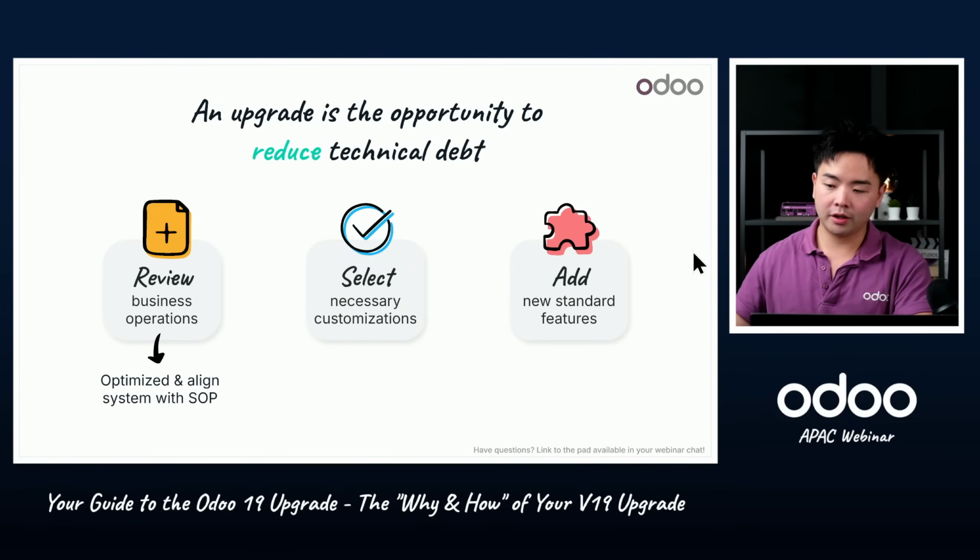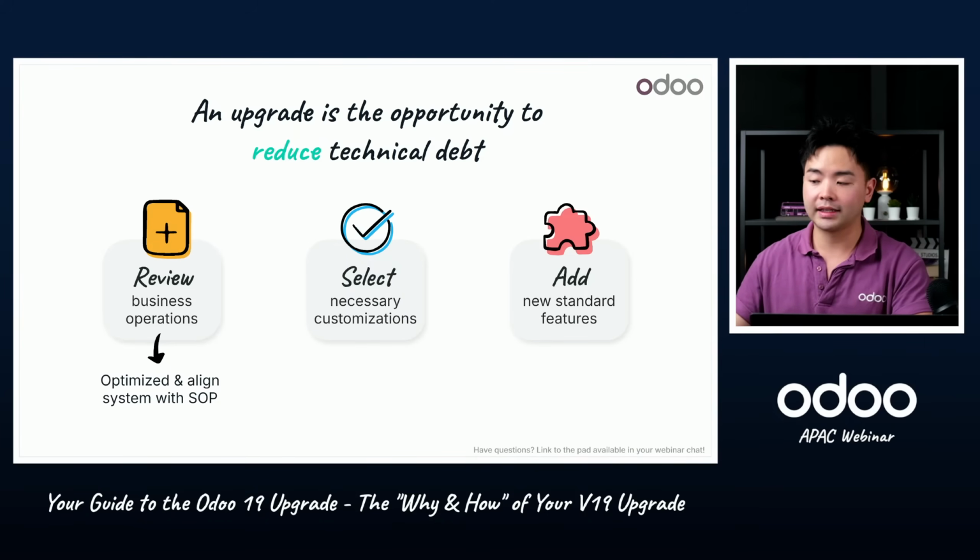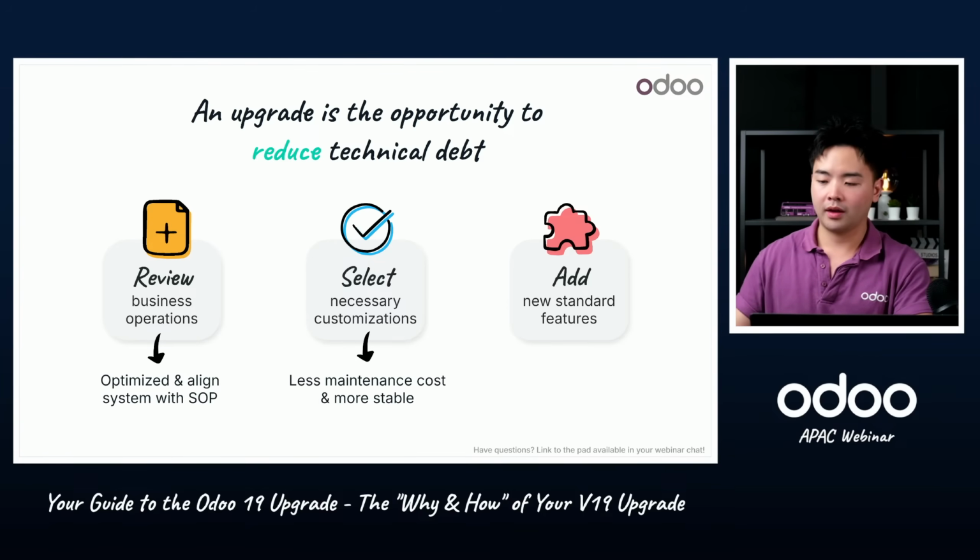So we talk about technical debt because an upgrade is the opportunity to reduce technical debt. So, firstly, review your business operations. You should be working to optimize and align your system with standard operating procedures. Think of it like having access to innovation, working in accordance with the improved and enhanced workflows of newer versions. And when you upgrade, you work on the most powerful and efficient version of Odoo.